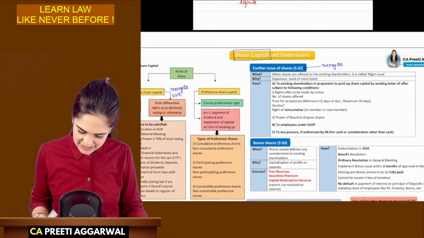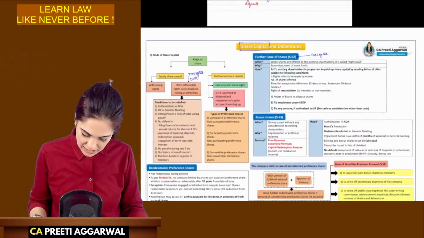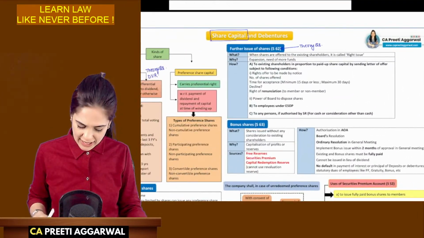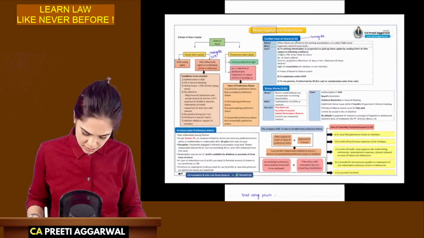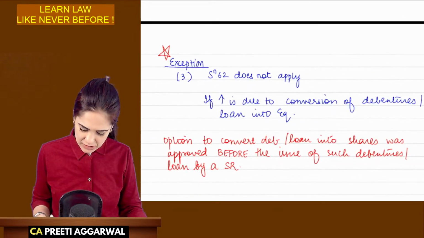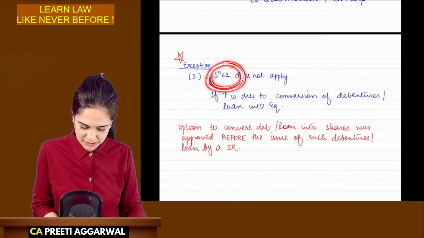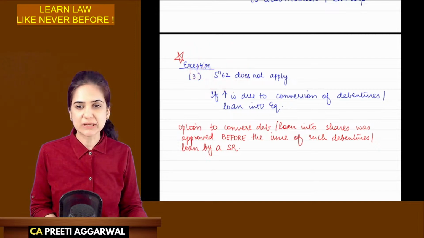So, guys, I was telling that further issue of capital can be asked as a theory question. There is a small exception, which is this. Yeah, this. This is an exception to section 62, section 62, subsection 3.